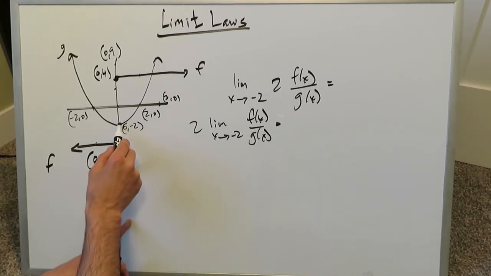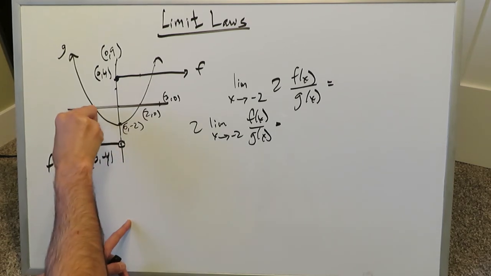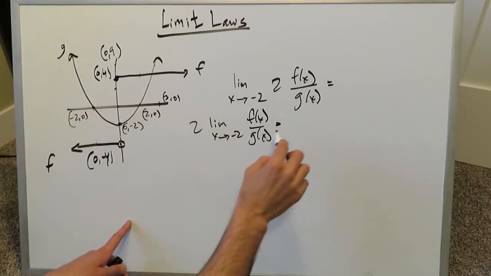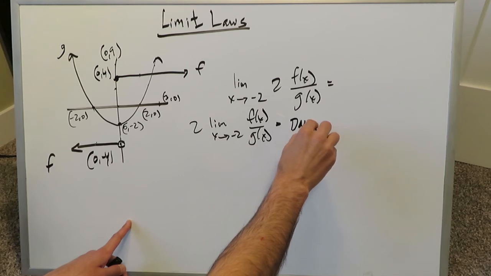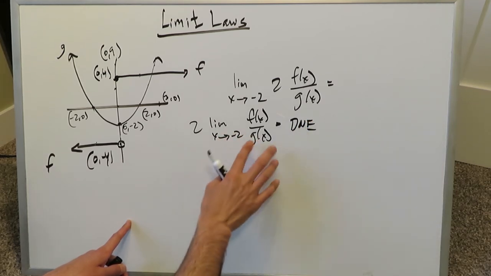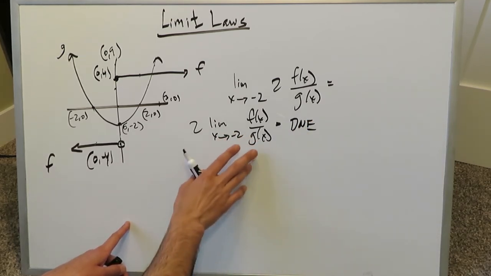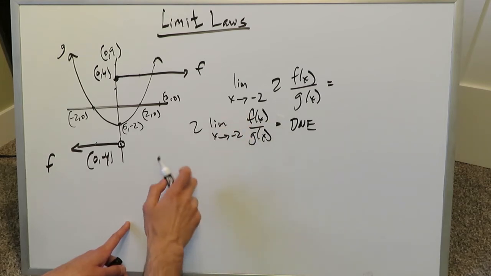And you look across at the g function right here, it ends up being at an x-intercept. So technically, you know that the limit here will not exist, because you'll have a 0 in the denominator. But just for the sake of practice, let's individually establish these.